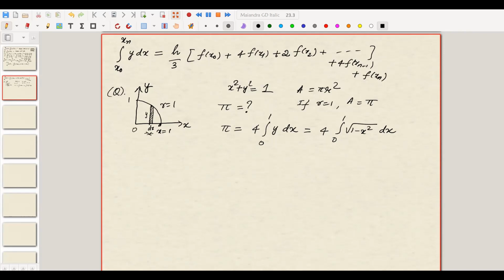Simpson's 3/8, I think I will stop here, but we'll try to cover Simpson's 3/8 next class. Why do we say 3/8? Because again 3/8 will come in the formula of the integration.